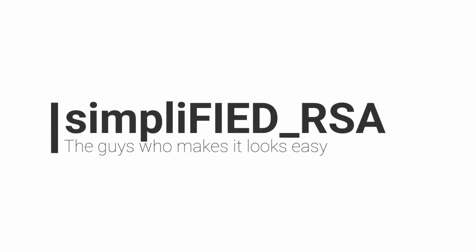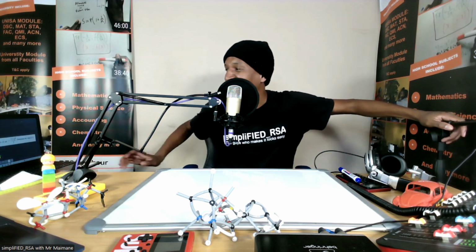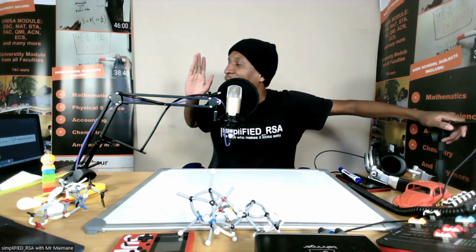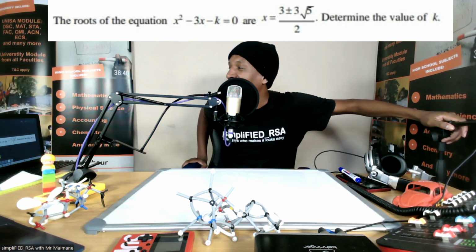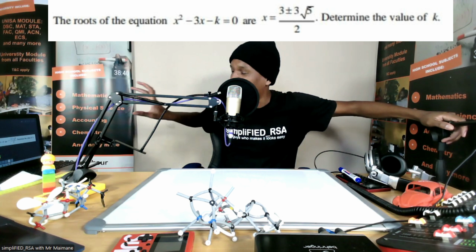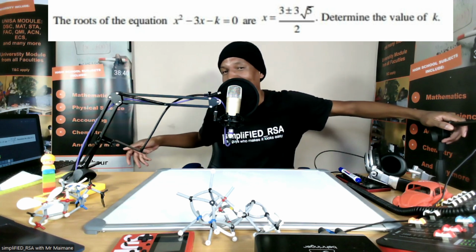And today, our selected topic, or rather the question that we chose today, that I feel like students are always getting wrong, is this type of question. The question reads: the roots of the equation x squared minus 3x minus k equals 0 are given by x equals 3 plus or minus 3 root 5 over 2, and then they want us to determine the value of k.